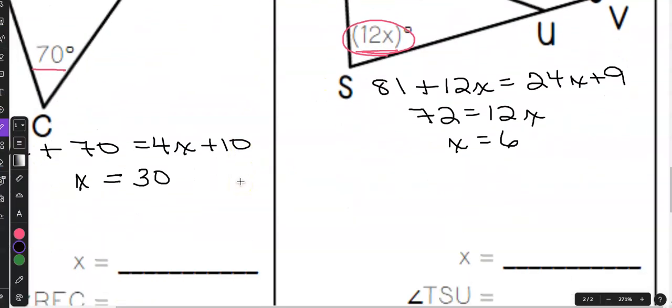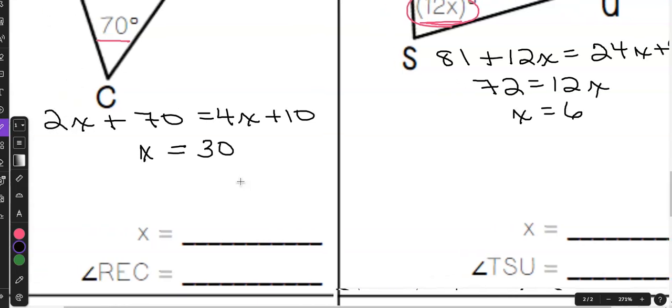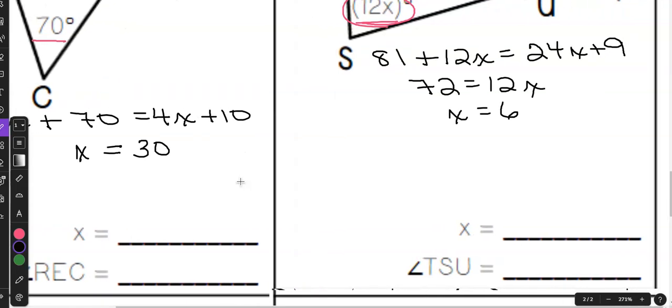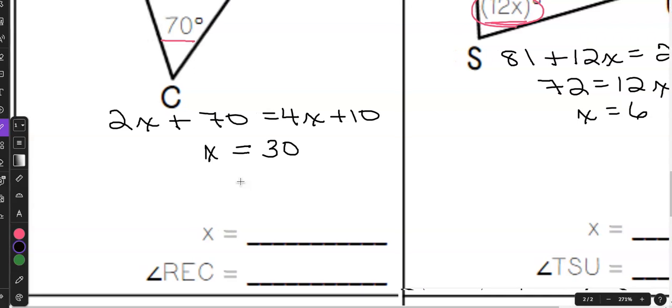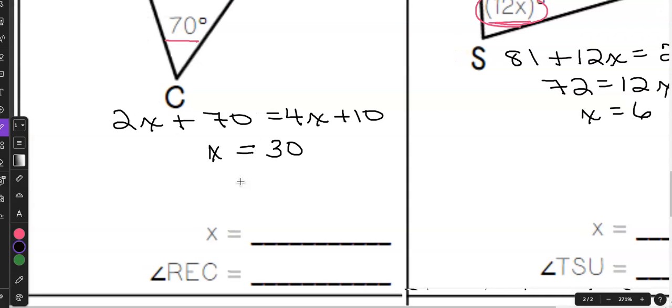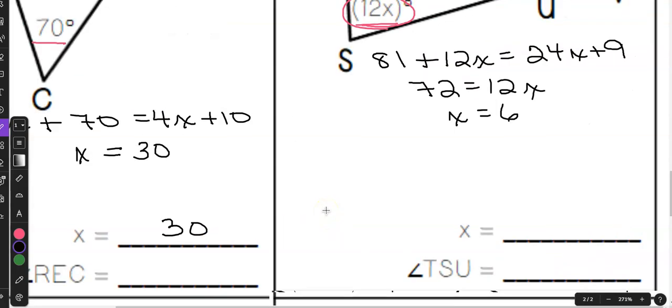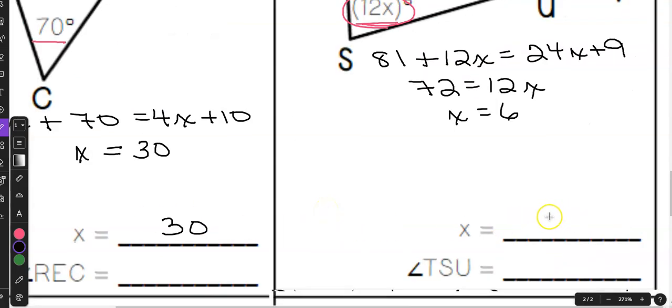It not only asks us for x on 5 and 6, it also asks us for one of the angles. Let me show you how you would do that. Let me enter x equals 30 and x equals 6 for numbers 5 and 6.